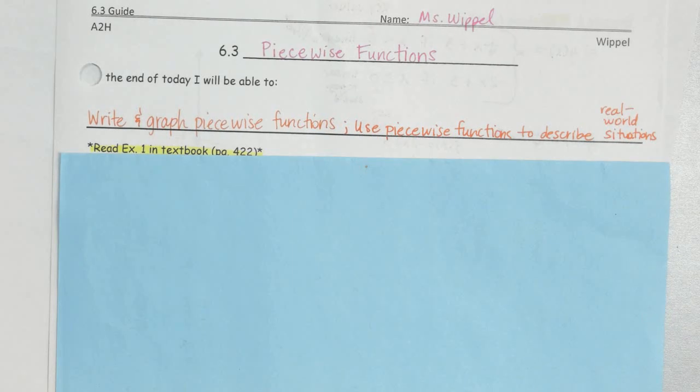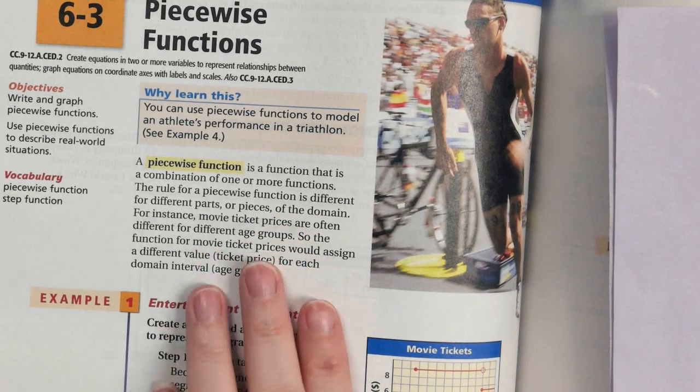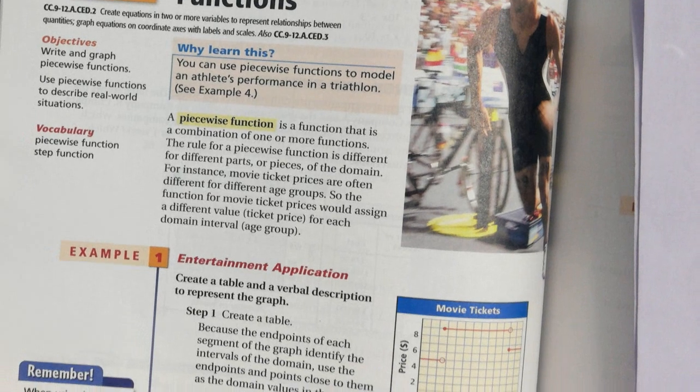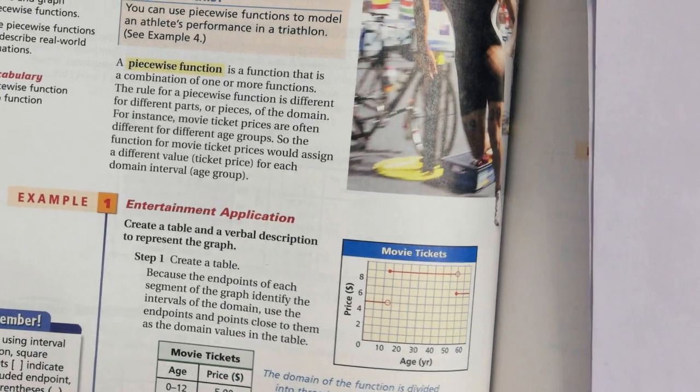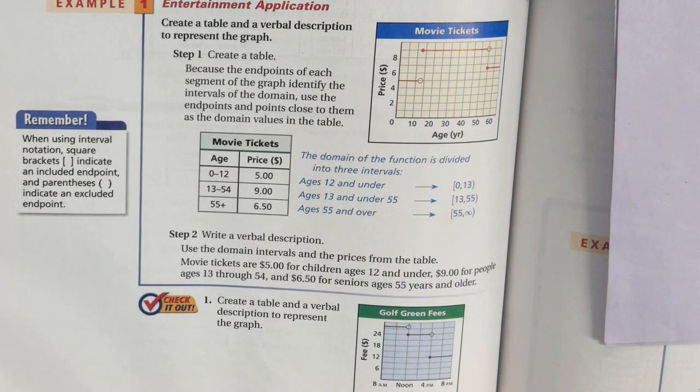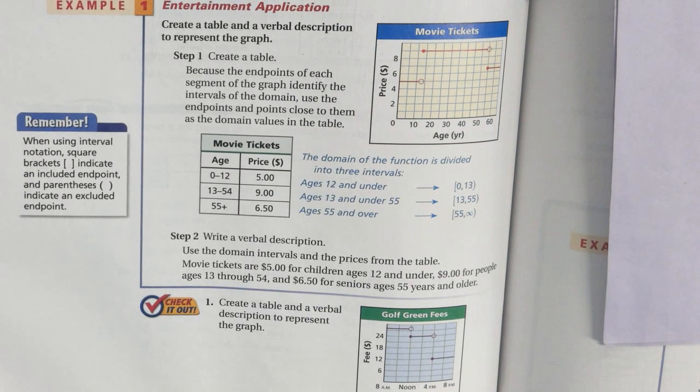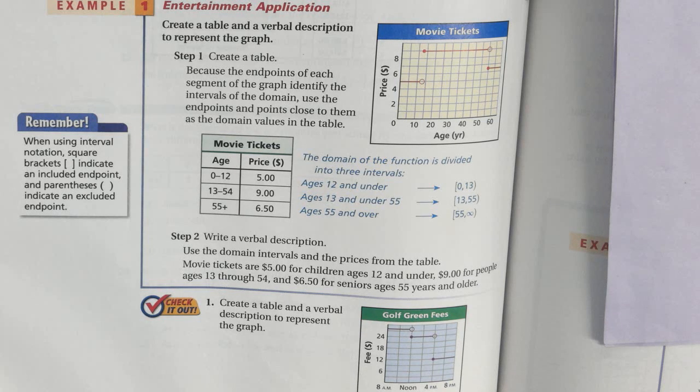Yeah, so a piecewise function just takes different pieces from different functions and puts them together. So there's different intervals that will model different situations. So it's a combination of one or more functions. A very common piecewise function that models real-world situations are going to be piecewise functions that look like these movie tickets here. Okay, so before we start talking about that, let's talk about the different equations we've studied this year.